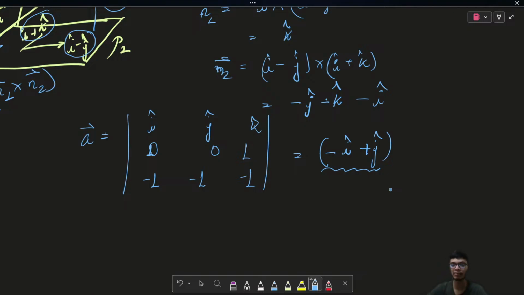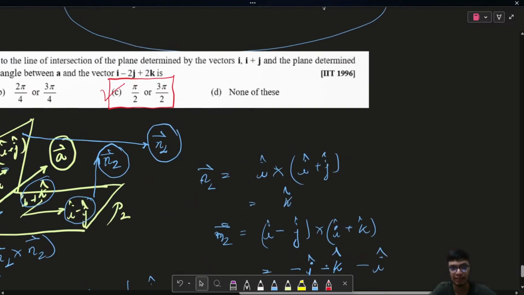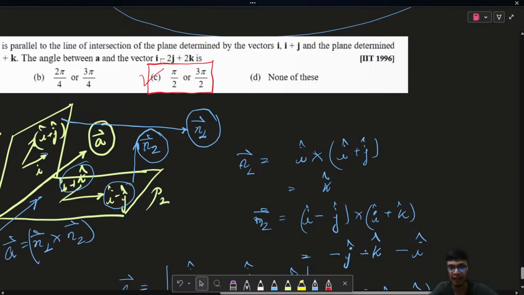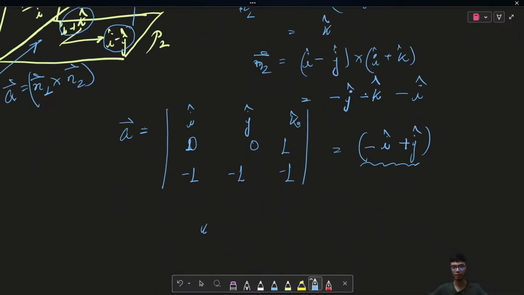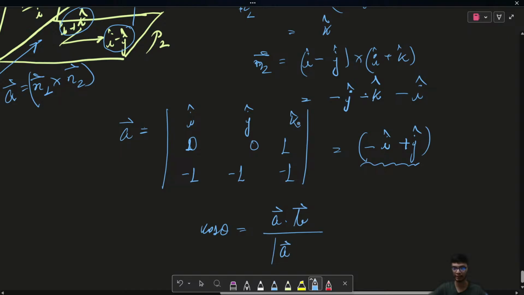So once I have this, I have to find the angle between the vector a and another vector i minus 2j plus 2k. So that will be obtained by doing the dot product. So the cosine of theta would be obtained as a dot that particular vector, let me call it the b vector, and then divide by the modulus of it, right?